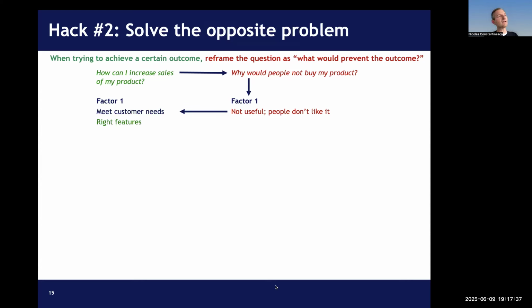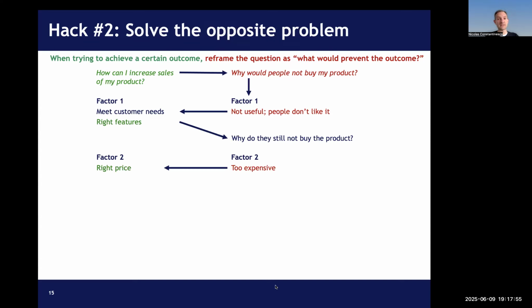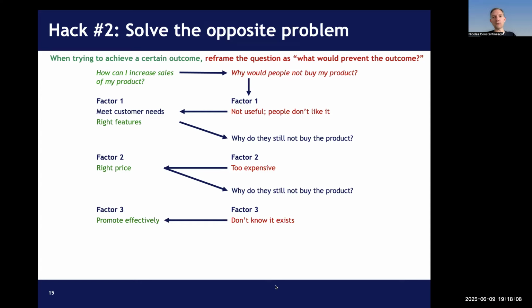Okay. And then you say, all right, let's imagine that we do solve this and people still don't buy the product. Why not? And then you come up with another reason. Okay, maybe it's too expensive. So then you say, okay, so another thing that's important is that it needs to have the right price. Okay, let's say, what if they still don't buy the product? And then it's like, well, they don't actually know it exists. Okay, so implication is we need to promote.